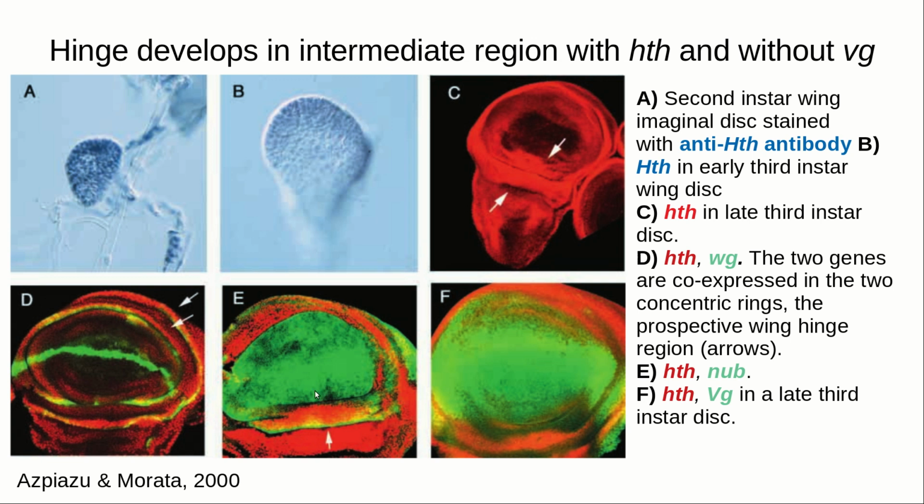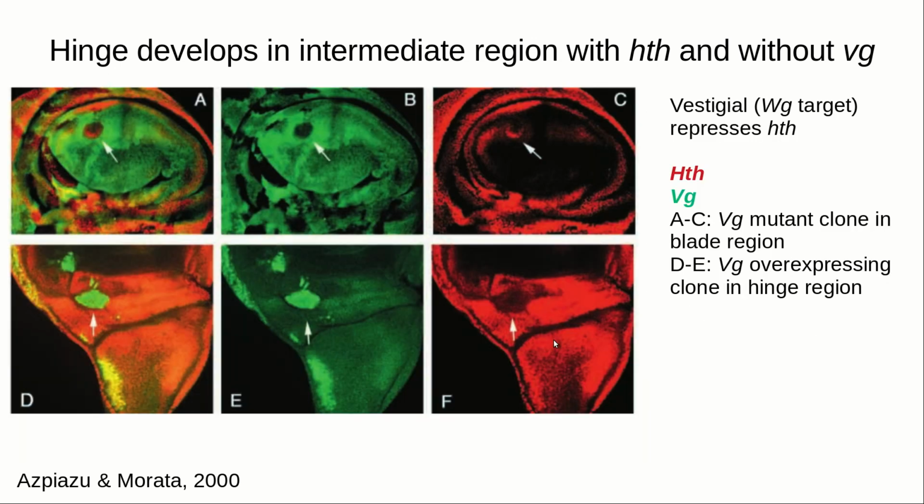Then in E you can see expression of Nubbin, which is an important marker of the wing, and in F you can see Vestigial. So here's a proof that Vestigial is the one that is repressing Homothorax. In this mutant clone for Vestigial, Homothorax in red is overexpressed, whereas if you overexpress Vestigial in a clone in the more notum or hinge part, then Homothorax is lost.